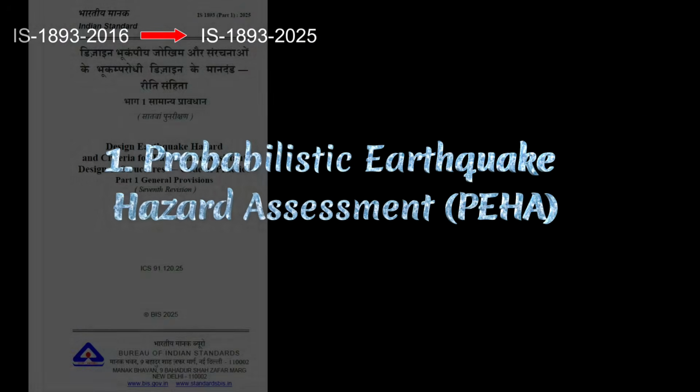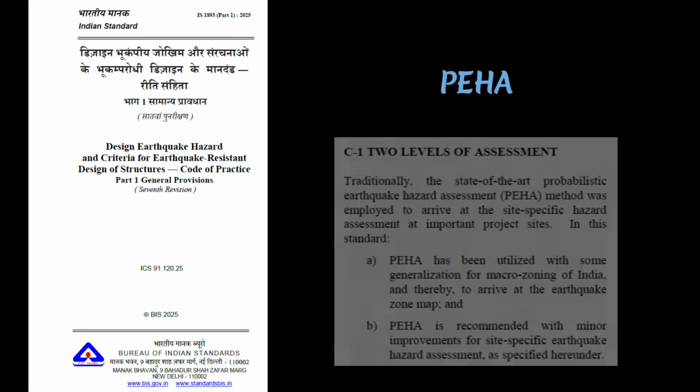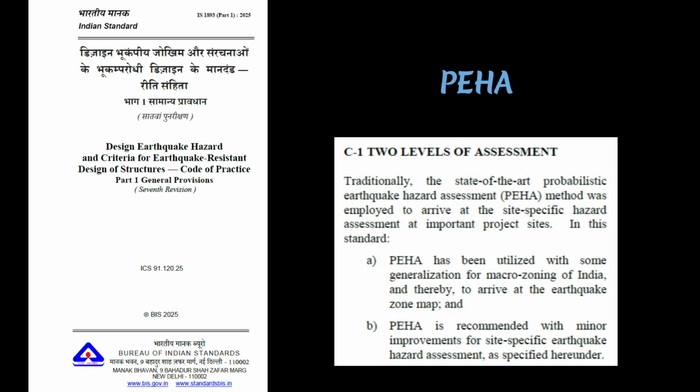Earlier, seismic design was mainly dependent on zone numbers. IS 1893-2025 now treats seismic hazard as probabilistic. This means earthquakes are considered based on chance and likelihood, not just one fixed value. Design forces are linked to probability over the life of the building.